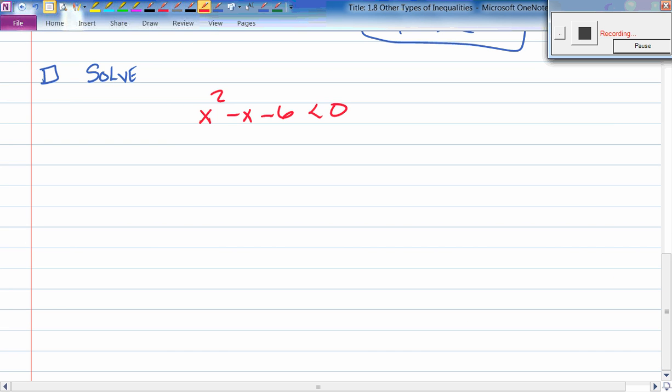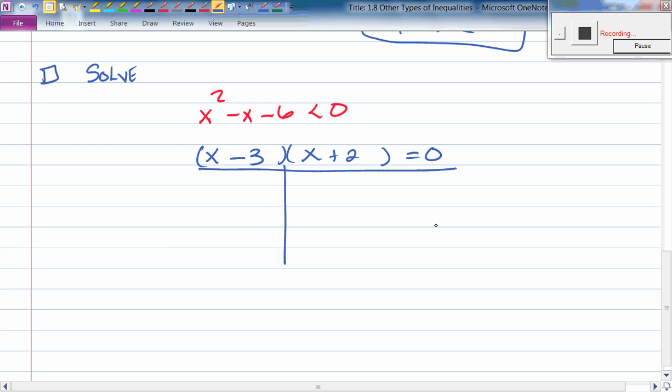Okay, let's solve this polynomial inequality. x squared minus x minus 6 is less than 0. First thing, we want numbers that will make this negative, right? Because it says less than 0. So we're trying to find what intervals for x will make this inequality a negative answer. So first thing we do, we are going to factor. How does this factor? Anybody know? Good, (x - 3)(x + 2). Beautiful work. We're going to set this equal to 0 because we want to find our zeros first.